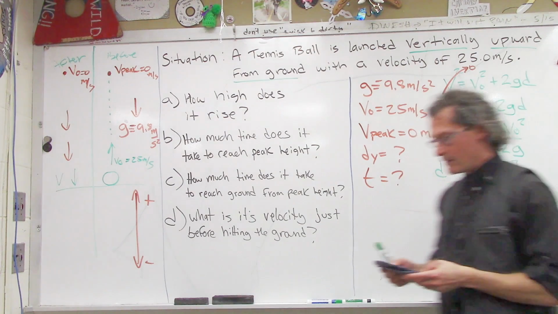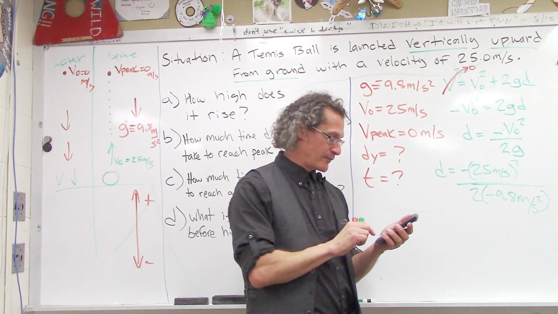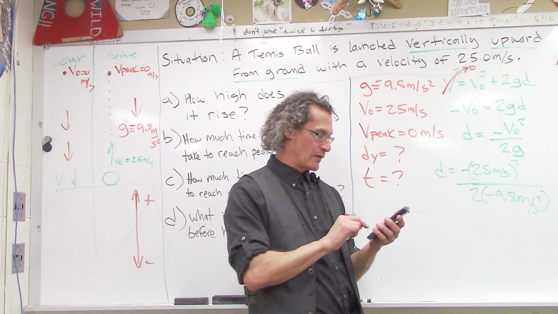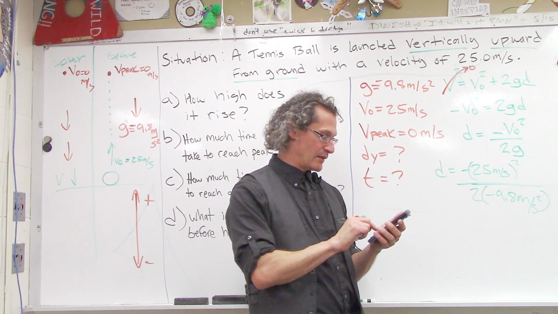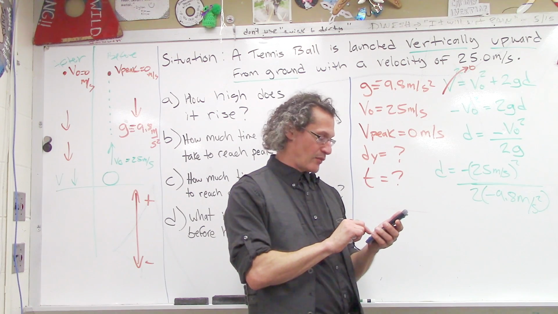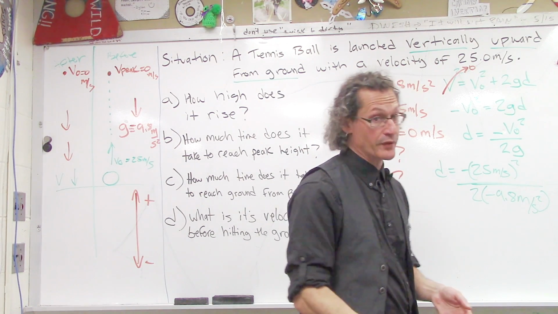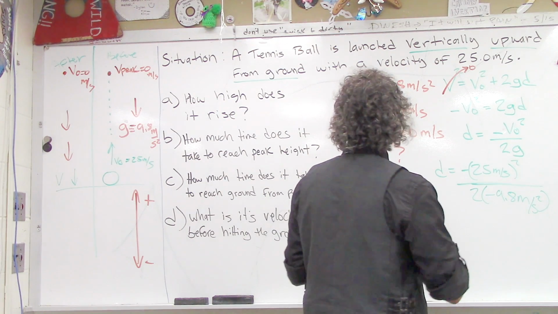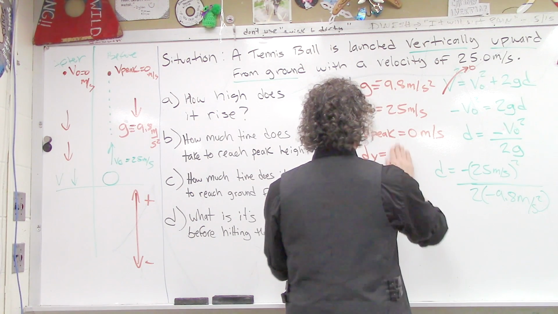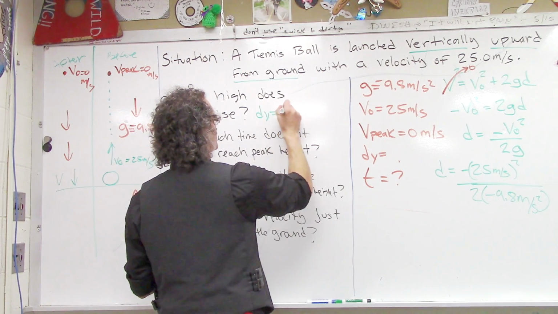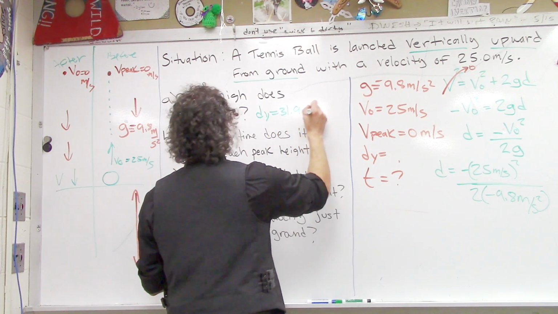So we got 25 squared, make sure to do that, divided by 2 times 9.8, 19.6. I get 31.9. Okay, 31.9 meters. So here we go. dy is 31.9 meters.